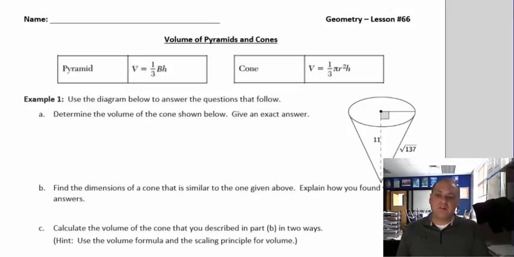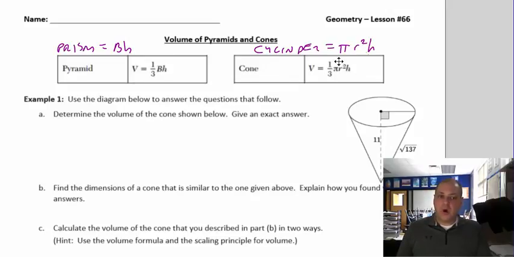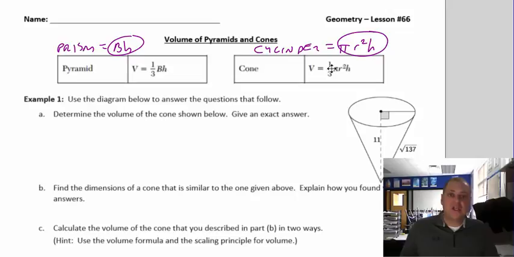If you remember, a prism was just BH, and a cylinder was pi r squared h. So basically a cone is just 1/3 of that, and a pyramid is just 1/3 of that. Okay, so 1/3 BH, 1/3 pi r squared h. Why? Because cylinders and cones are very similar.